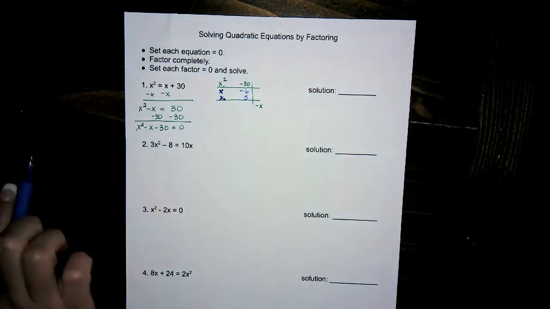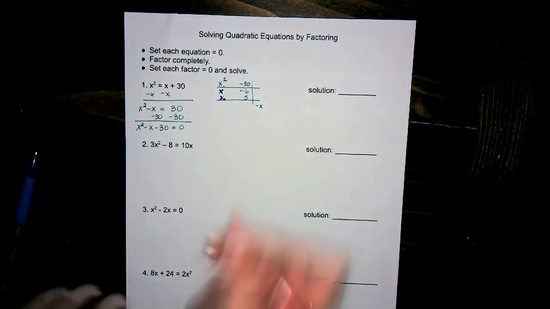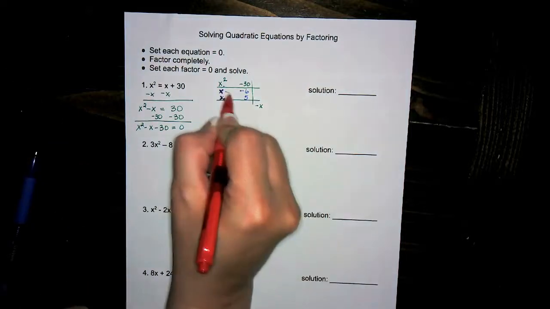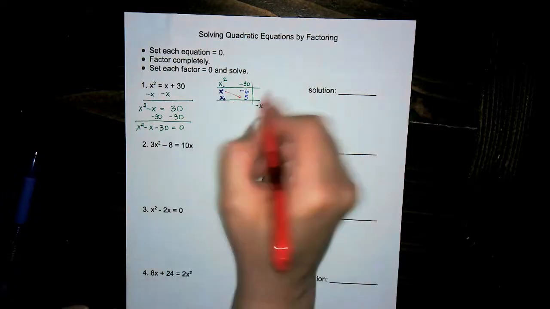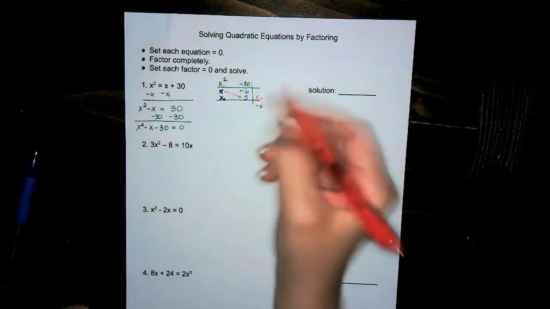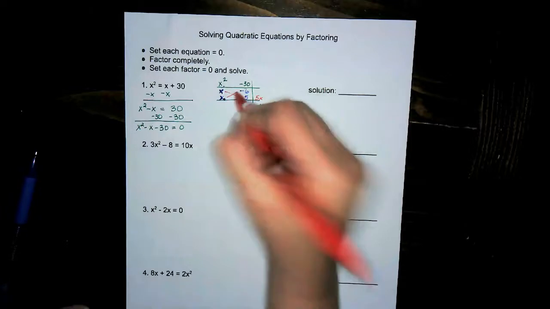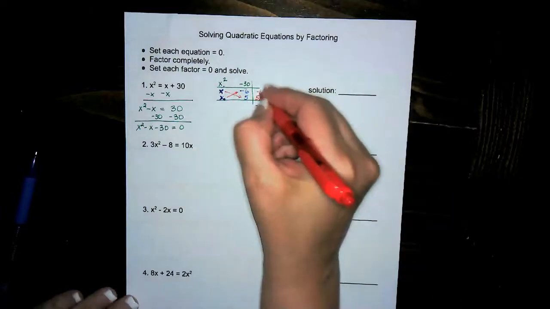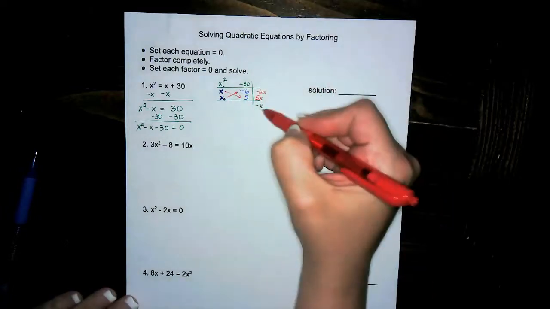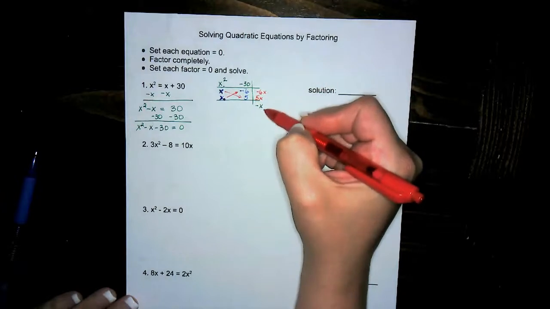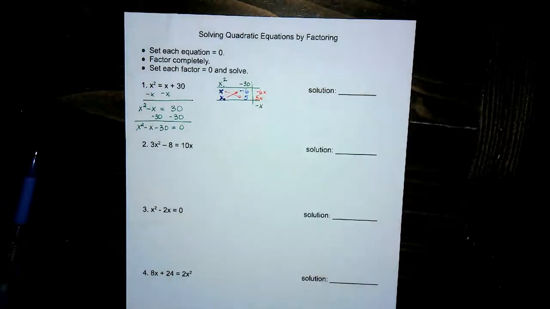So watch what happens here when we cross multiply. We're going to multiply here. So x times 5 gives me 5x. And we'll multiply here. So x times negative 6 gives me negative 6x. And friends, in order for this to work, those have to add to negative x, which they do.